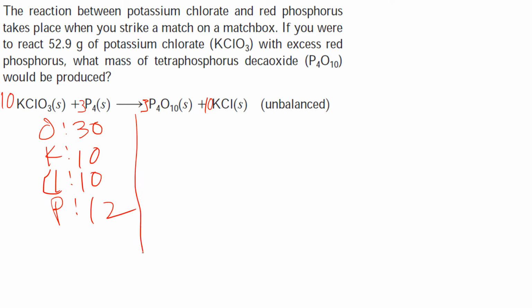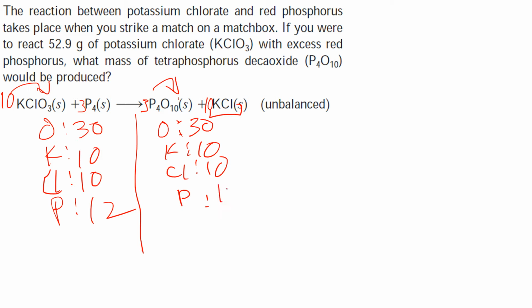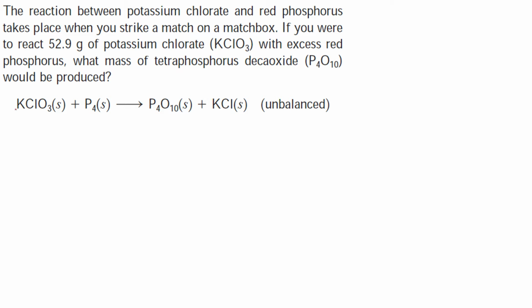And on this side, when we count oxygens, we get 30, 3 times 10, this is 10 times 3. Potassium, that's 10, chloride, that's 10, because of this compound. And phosphorus, we also get 12. 3 times 4, that's 12, okay? So 10, 3, 10, 3, 3, 10. It's balanced.